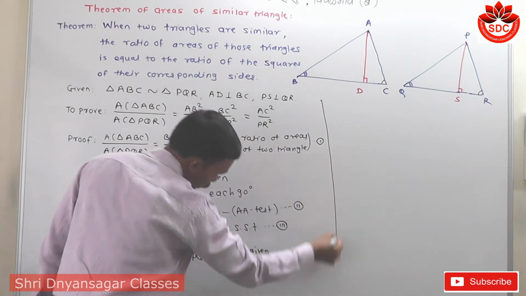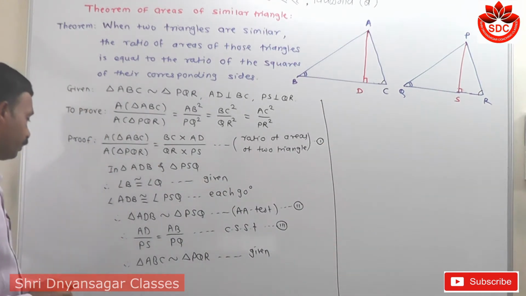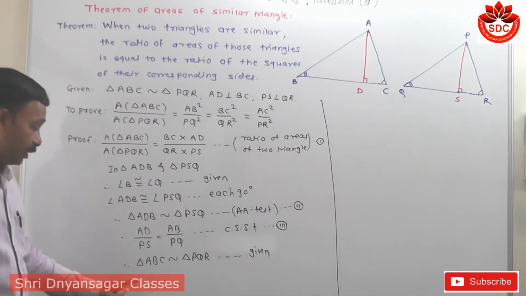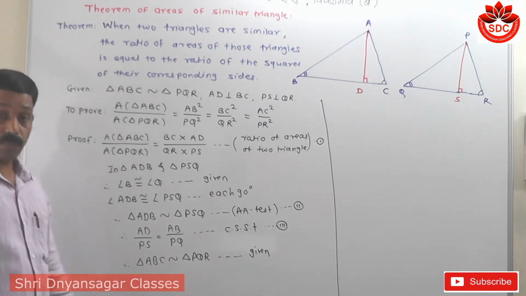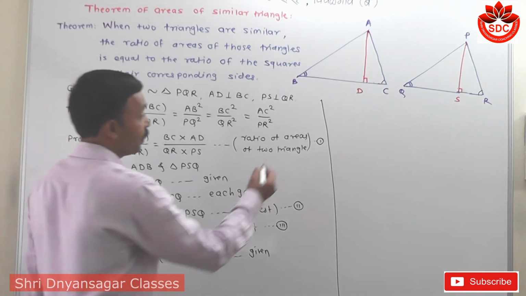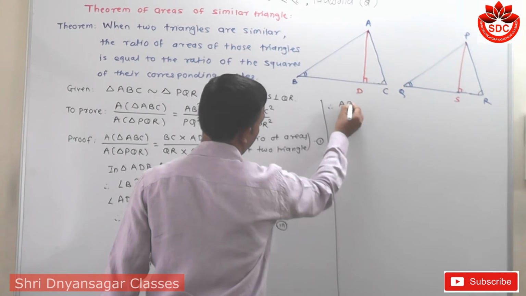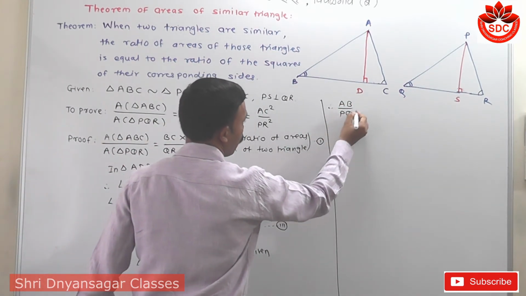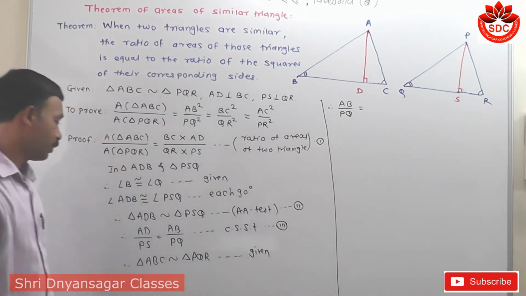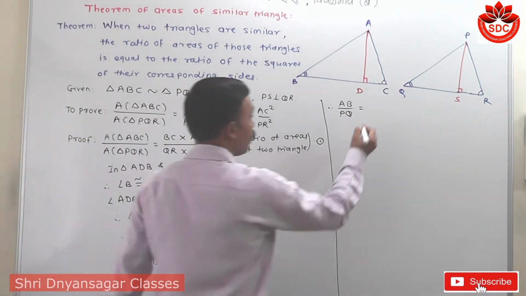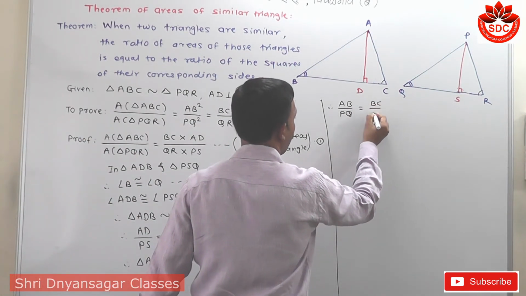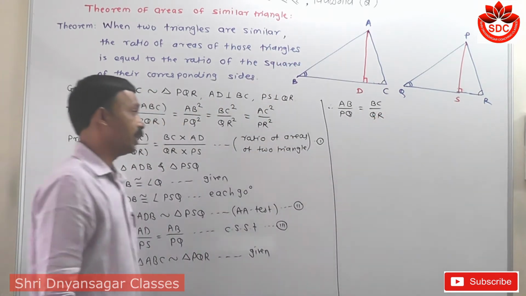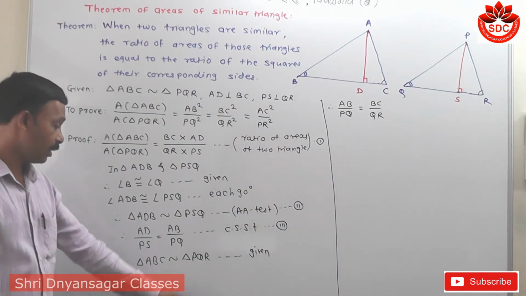Now if these two triangles are similar, then their corresponding sides are in proportion. Which sides are in proportion? I have taken here AB upon PQ is equal to BC upon QR. Only these two ratios I have taken here; the third ratio is not taken.